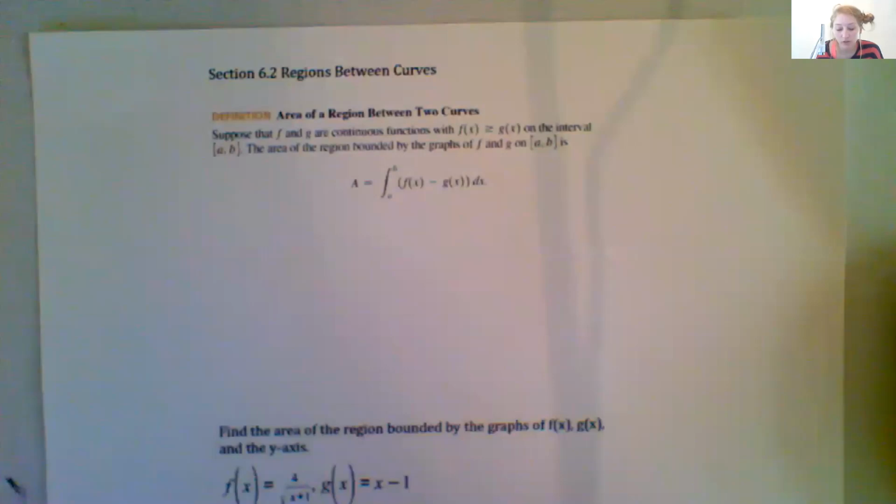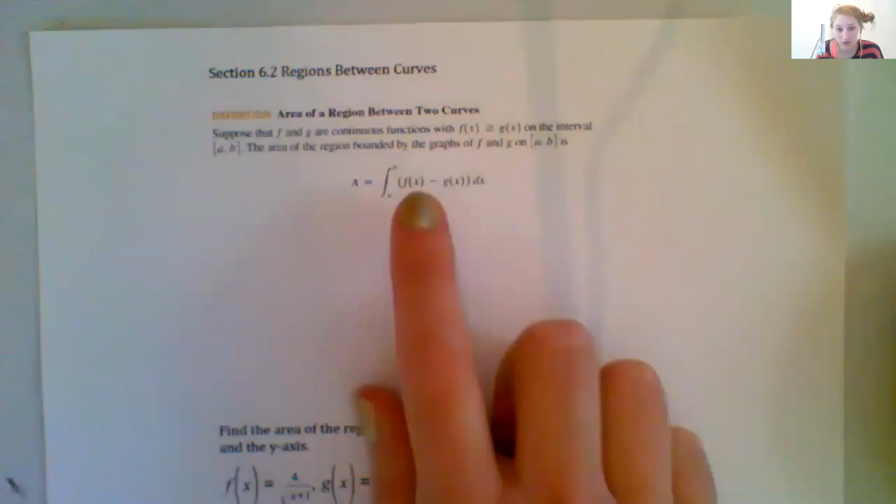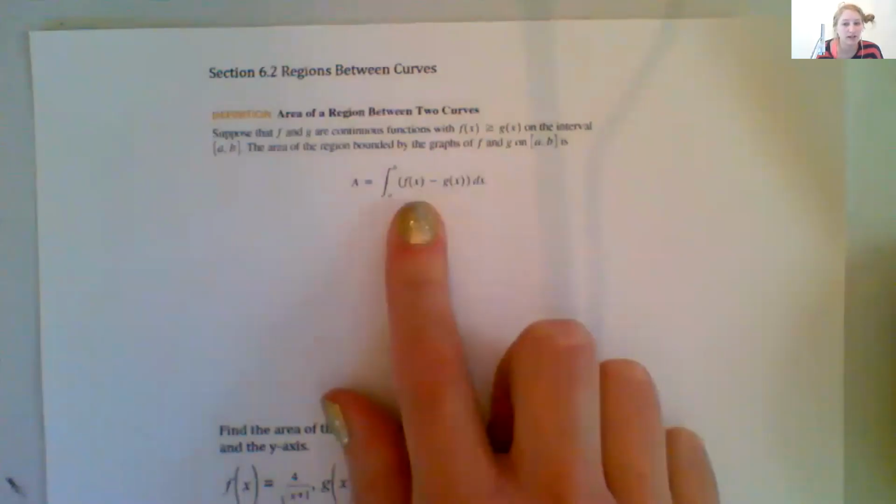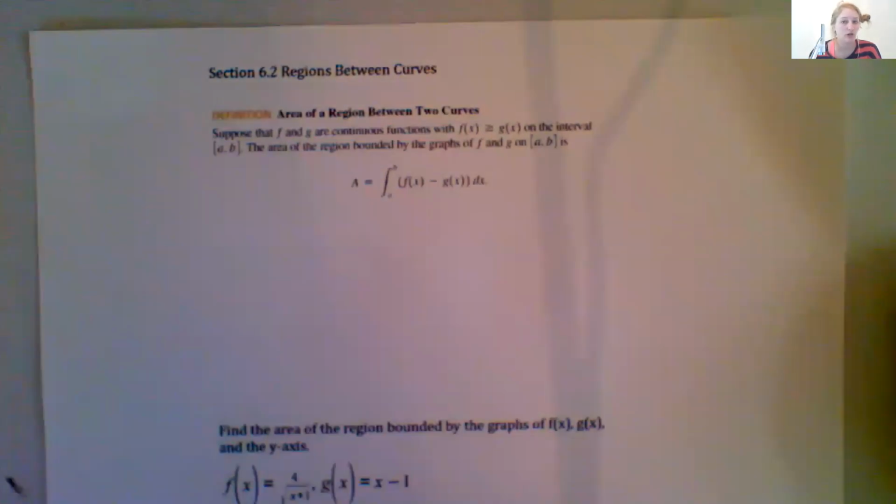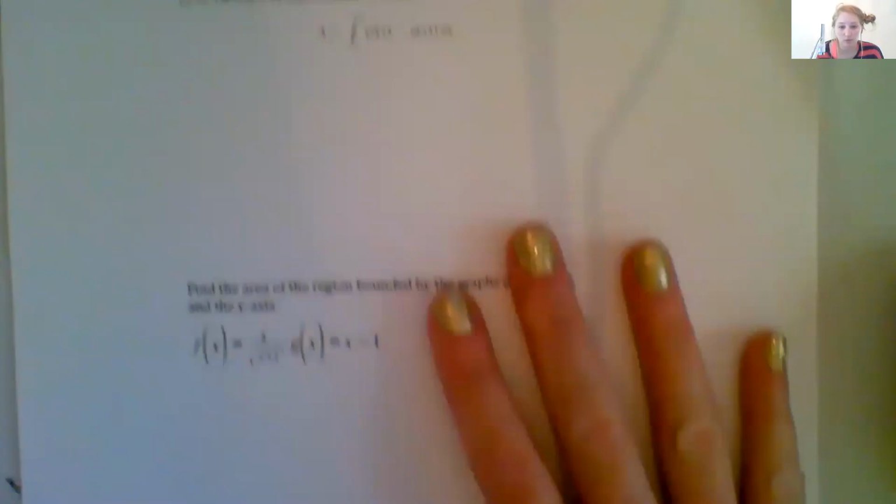One of the things I want you to keep in mind is that this first function is always going to be the function that looks like it's at the top on your graph, and I'm going to show you what I mean by that in a second. So let's go ahead and do this first example.